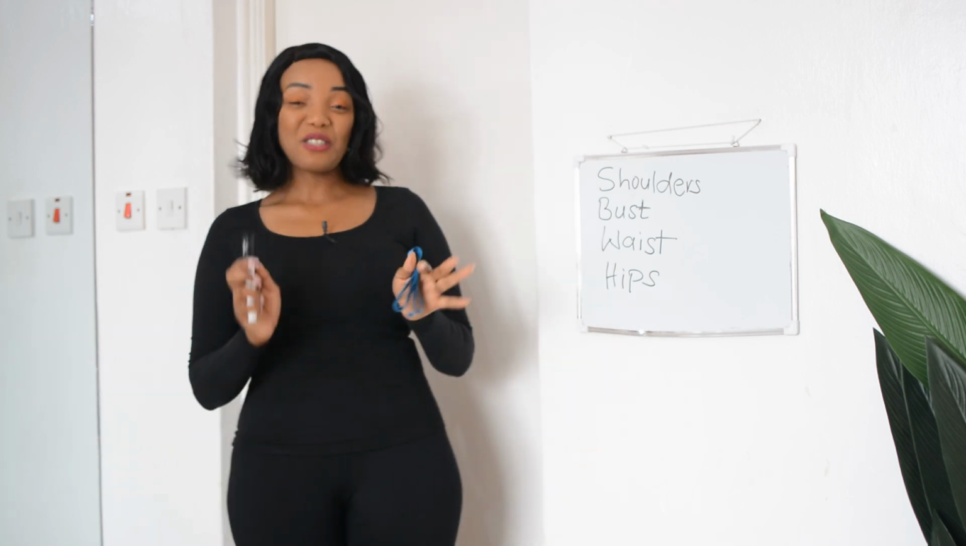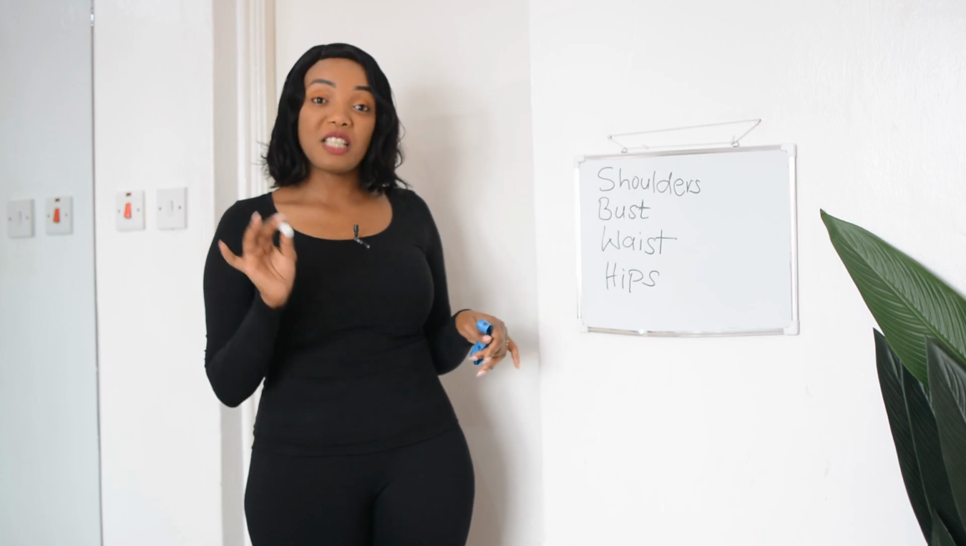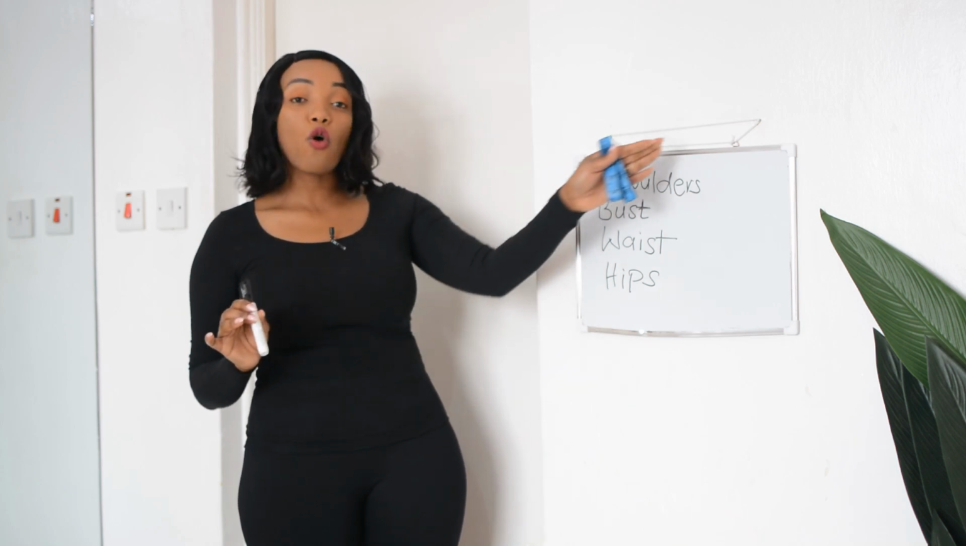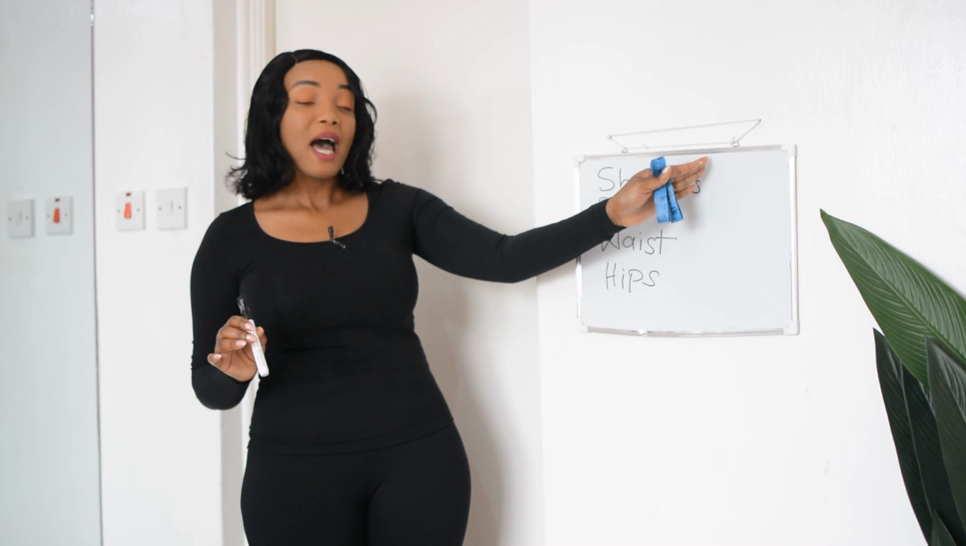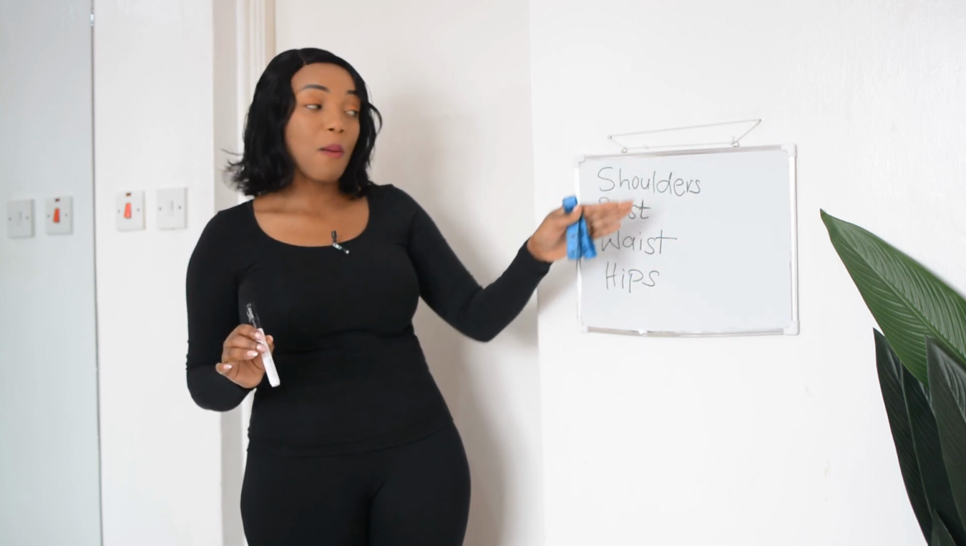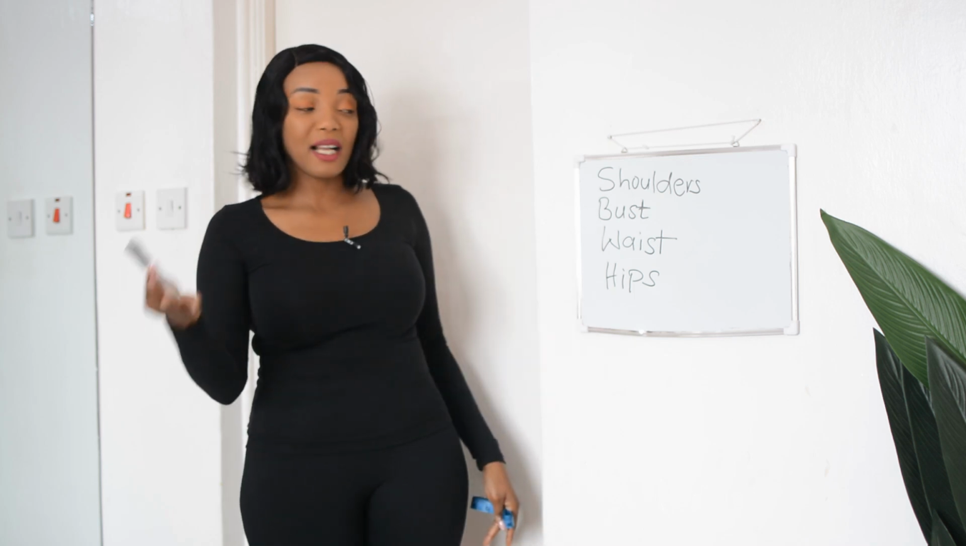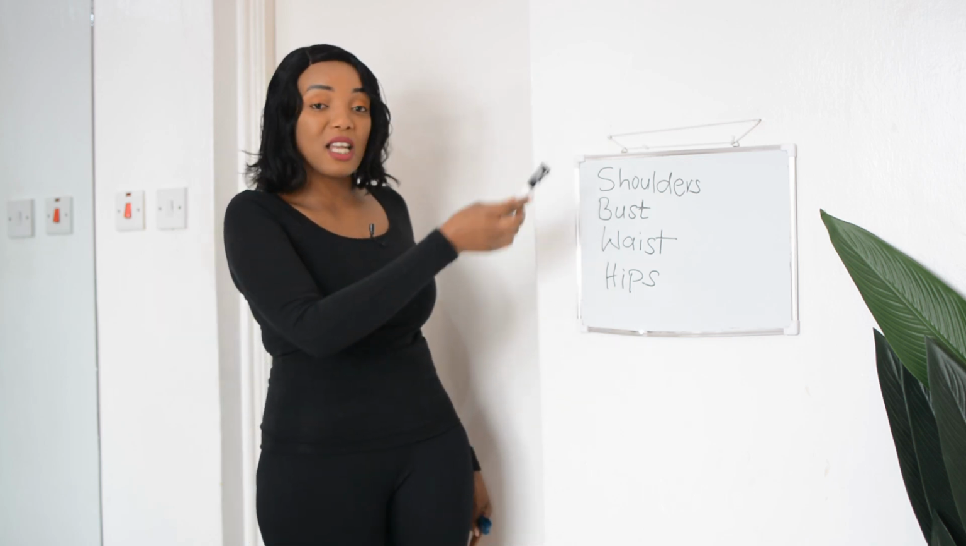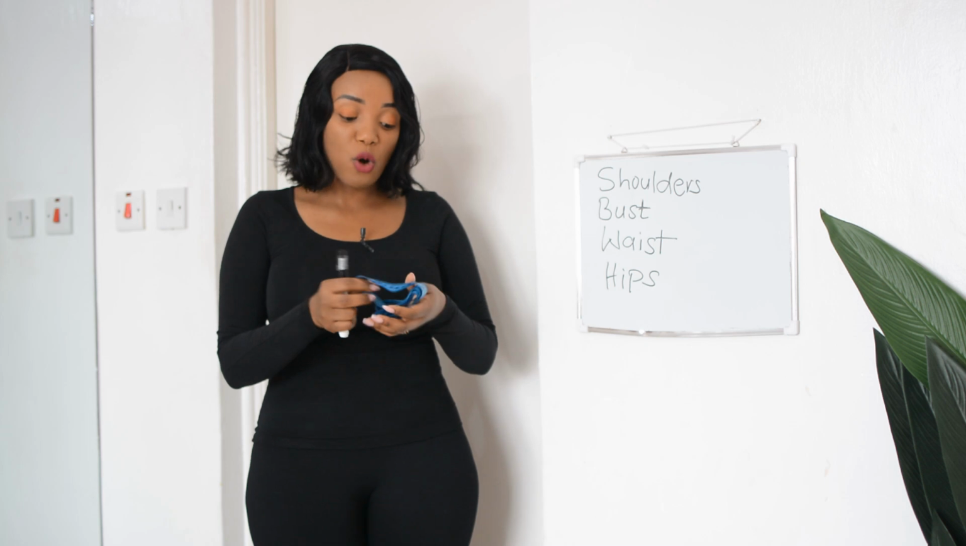So let's get into the actual video of how you're going to determine your body type. And I also hope that you have written the above, because they're going to help us in measuring and in determining our body type. So I hope that you have clearly written your shoulders, your bust, and your waist. And now let's do the actual measurement.